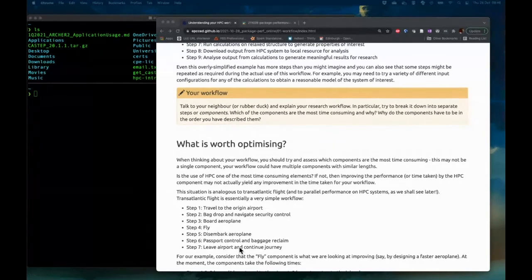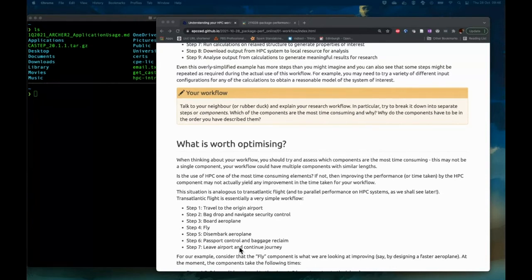And the first question you ask yourself: we're going to talk for the rest of this course about optimizing your use of the HPC part of your workflow, right? But it may be the case that when you analyze your workflow, you find that the HPC part is not really the most time-consuming step. So maybe it's not the one that's worth focusing all the optimizing effort on.